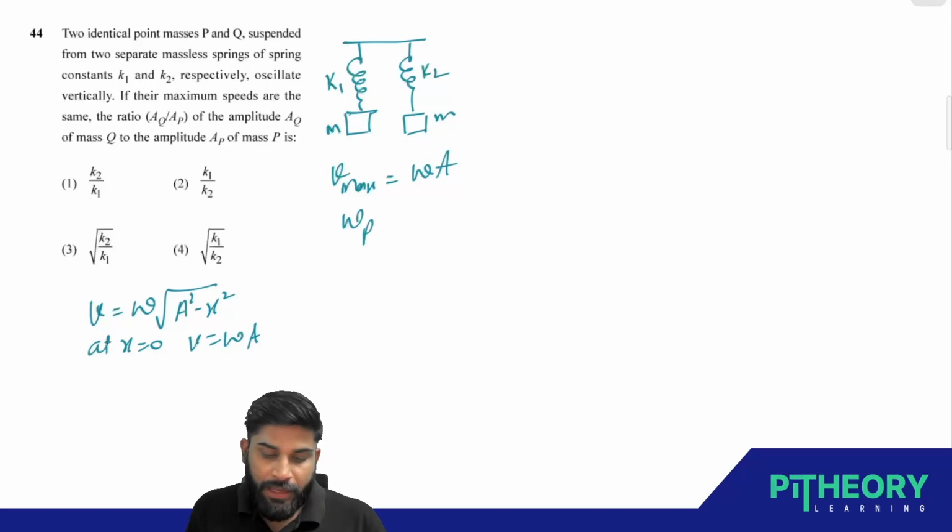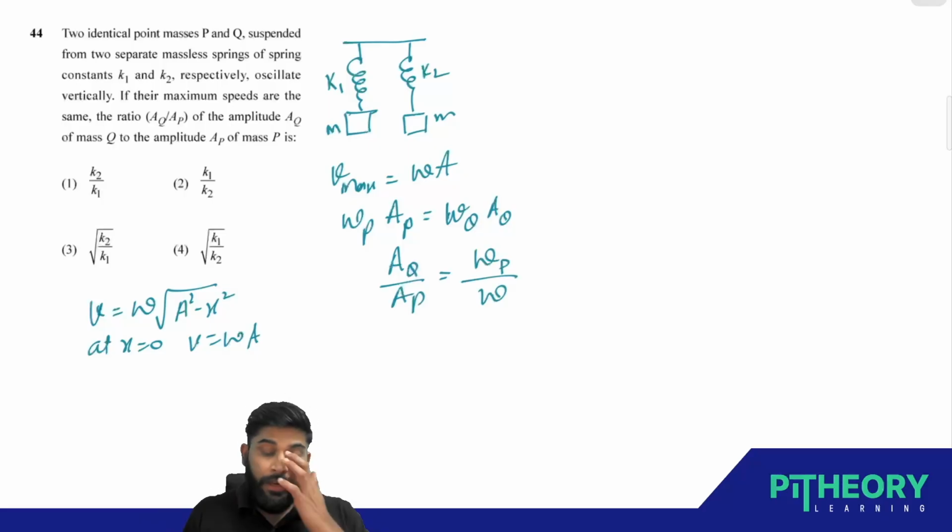Omega P into AP is equal to omega Q into AQ. The question is to find AQ by AP. So AQ by AP will be omega P by omega Q. Now how to get the ratio of omega?